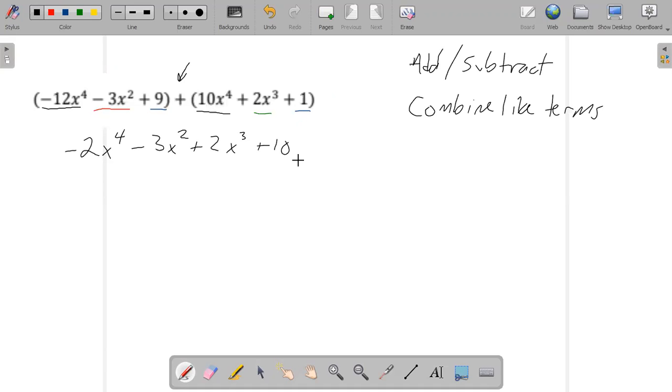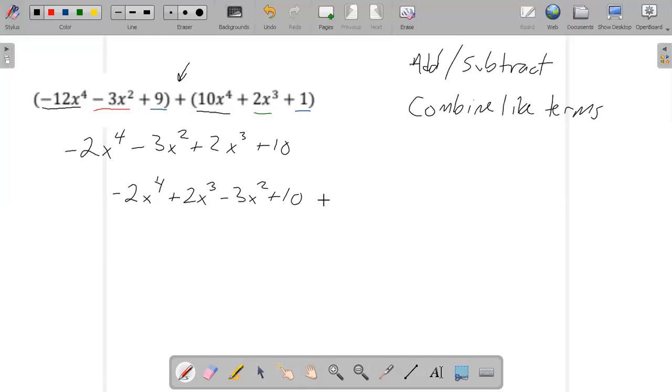Now the question always asks us to put things in standard form. Standard form is something that I think should be pretty straightforward, but if you don't remember what it is, standard form is highest degree to lowest degree. So I can see that I have x to the fourth, x squared, x to the third. So I'm just going to rewrite this so that my exponents go in descending order. So I get negative 2x to the fourth plus 2x to the third minus 3x squared plus 10.